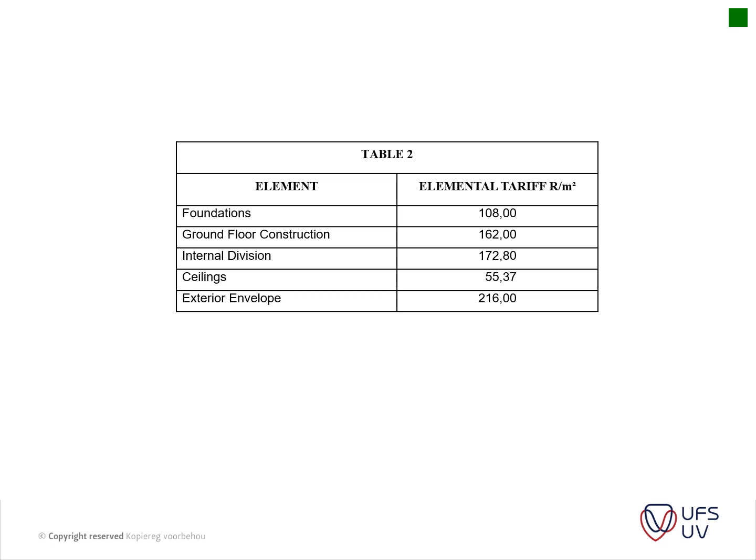So the foundations had an elemental tariff of 108, ground floor construction is 162 rand, and then your internal divisions are another 172 rand and 80 cents. Ceilings, your external envelope. Okay, so this was what your junior QS has developed up to that morning, and now you've got this information, and now you need to finalize your estimate going forward.